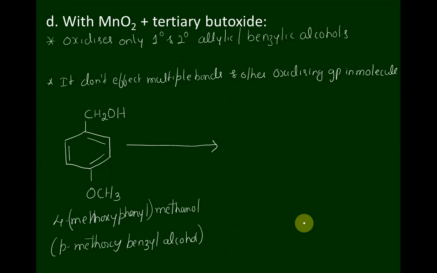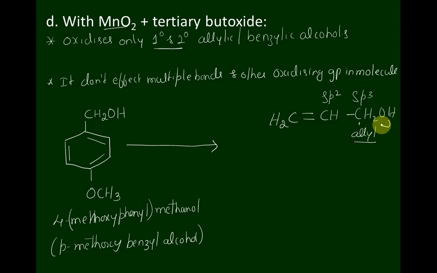Okay, coming to the next suitable oxidizing agent, that is manganese dioxide in the presence of tertiary butoxide. This compound oxidizes only primary and secondary allylic and benzylic alcohols. What are allylic alcohols? CH2=CH-CH2OH. If an sp3 carbon atom is bonded to an sp2 carbon atom, then this carbon atom is called an allyl carbon atom. If the OH group is bonded to this allyl carbon atom, that is called an allylic alcohol.